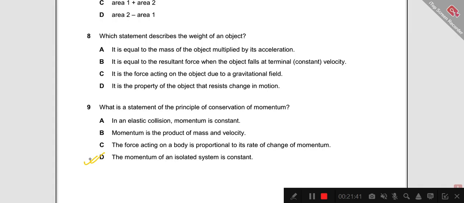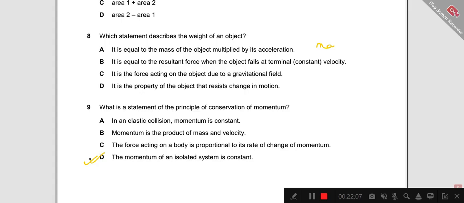Now, which statement describes the weight of an object? It is equal to the mass of the object multiplied by its acceleration. It is equal to the resultant force when the object falls with terminal velocity. We can say this, but then let's see the remaining options, because that does not necessarily have to be true. In a few cases, yes, but that is not how we describe it.